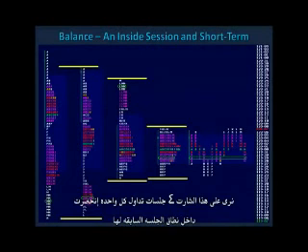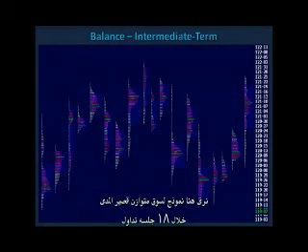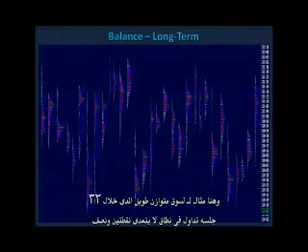On this chart, we see 4 sessions, with each one's range inside the previous session's range. Inside sessions are another form of balance, whether they are a session or a single period within a session. Here we see an intermediate term balance or bracket area covering a span of 18 sessions. And here's an example of a longer term bracket or balance area spanning 32 sessions, all within just 2.5 points or handles.